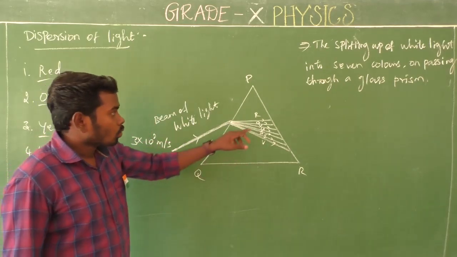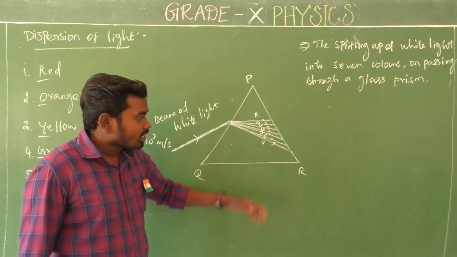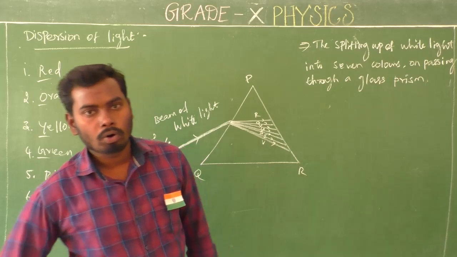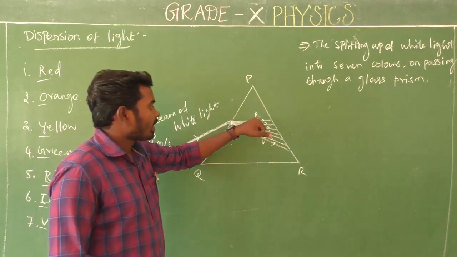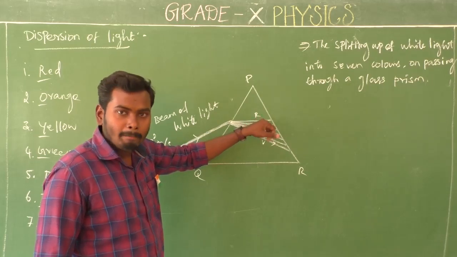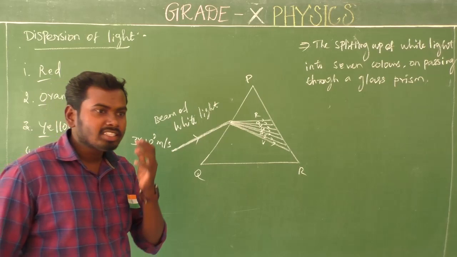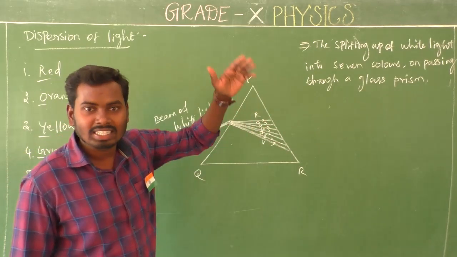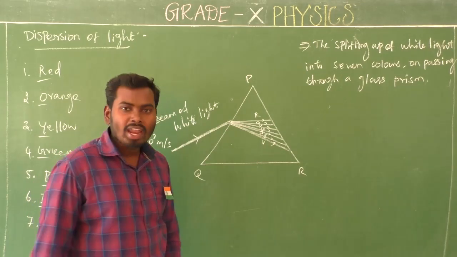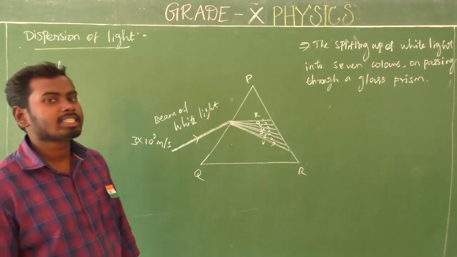Is it clear? Why, sir? Why does red color bend less and violet color bend more? Because red color has the maximum speed, whereas violet color has the minimum speed. That is the reason why red color bends less, which means it is refracted less, than violet color, which is refracted more, which means it bends more. Is it clear?